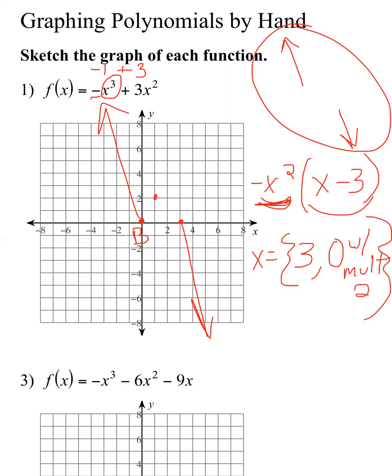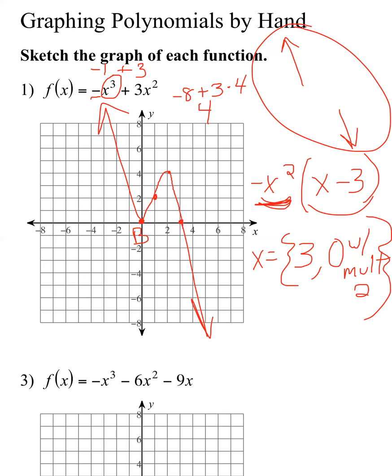You can go ahead and plug in 2 if you want to. I will, because it's pretty fast. So 2 cubed is 8, so that'd be a negative 8 plus 3 times 2 squared, which is 4. So that would be a 12, 3 times 4. So I'd get 4. This gives me a little bit better idea of what's going on right there.